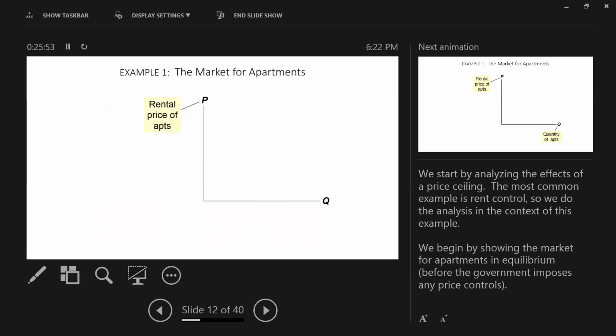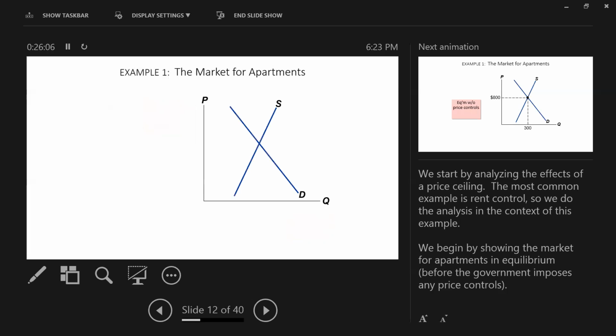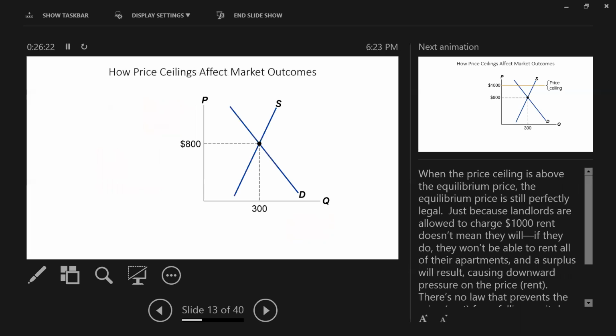So if you imagine P is the rental price of apartments in a particular market, Q is the quantity of apartments. We have some demand for these apartments that follows the law of demand. We have a supply curve for these apartments as well. And the equilibrium without price controls, let's suppose here monthly rent is $800. And at that monthly rent, we wind up selling exactly 300 units, which are both supplied and demanded. What we want to think about is how implementing a price ceiling could potentially alter this outcome if we were to place some restriction on the maximum selling price of the good.